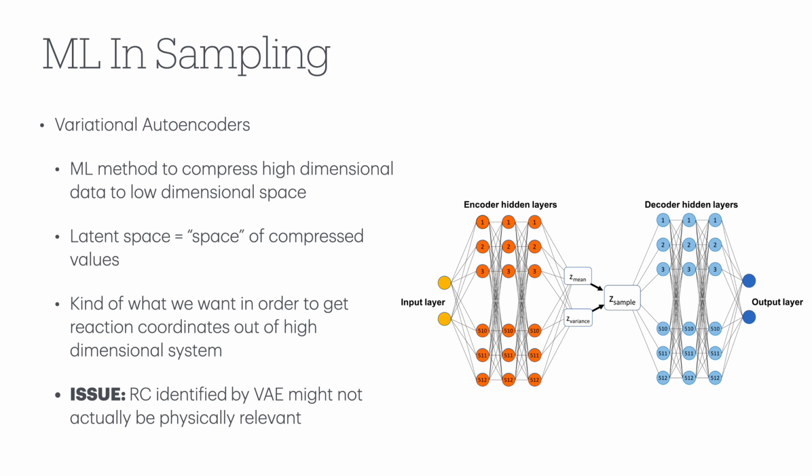We can try and use machine learning, right? So this is where these things called variational autoencoders come in. And the idea is that a variational autoencoder says what is the best way to compress high dimensional data to a low dimensional space.